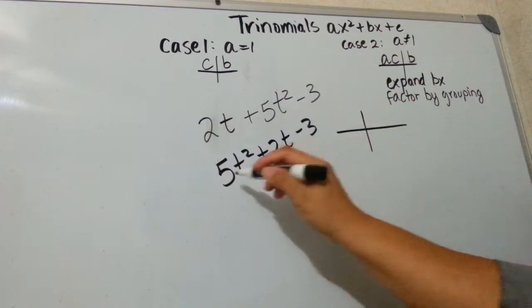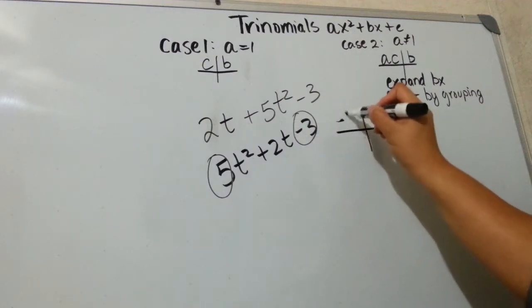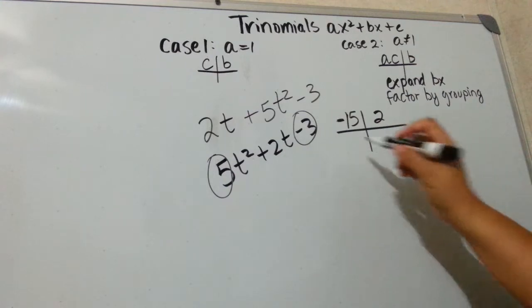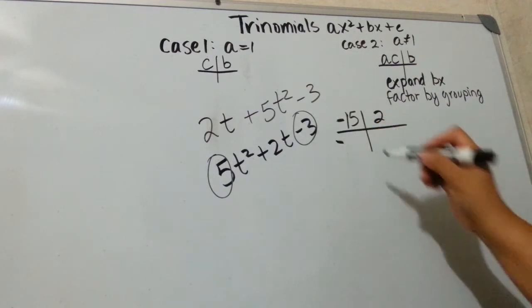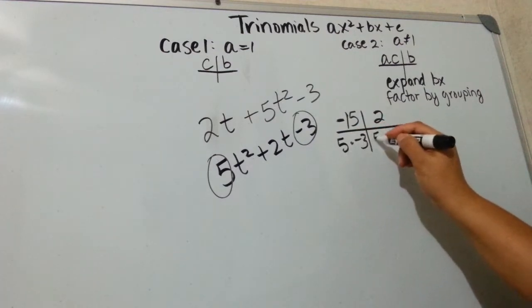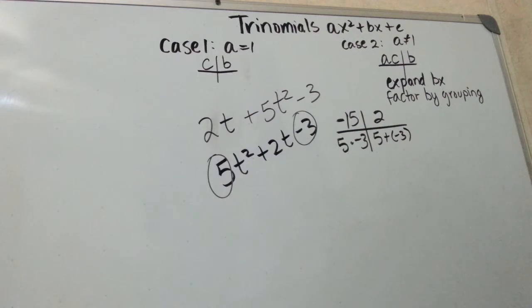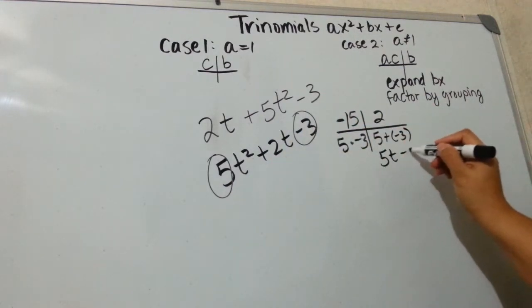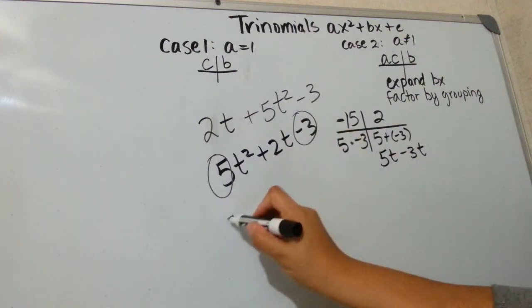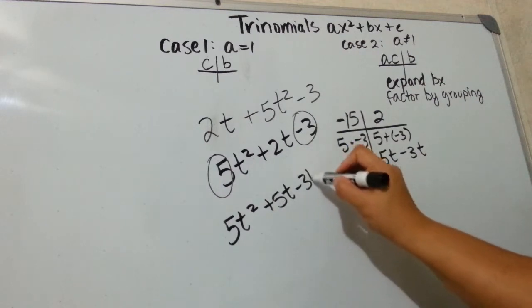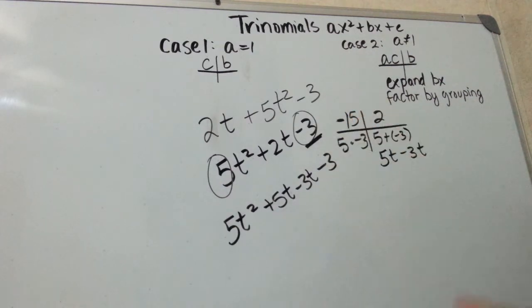We need two numbers that multiply to negative 15 and add up to the middle term. So positive 5 times negative 3, because 5 plus a negative 3 is a 2. So instead of writing 2t, I'm going to write 5t minus 3t. So 5t squared plus 5t minus 3t minus 3. And then we're going to do factoring by grouping.